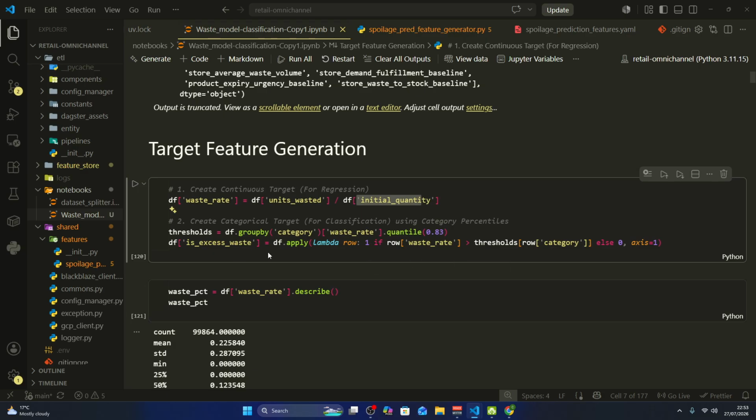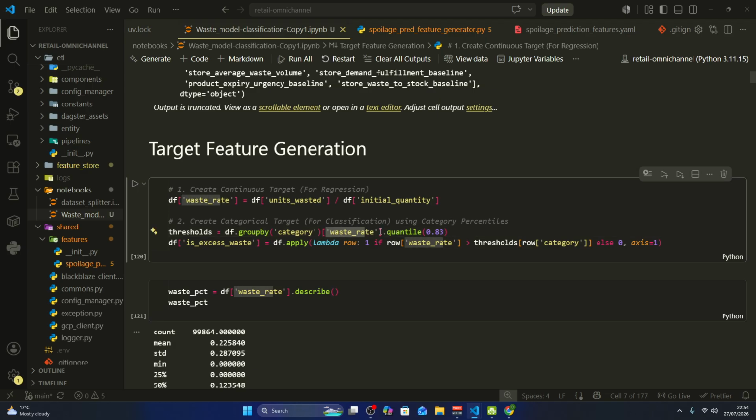Because remember, I told you that I was building two models in one. This was the regression, but this will be second. The first one was to create a categorical target for classification using the category percentiles. For the threshold, I'm providing the 83rd percentile. So I'm grouping by the different categories, then I'm calculating the waste rate.